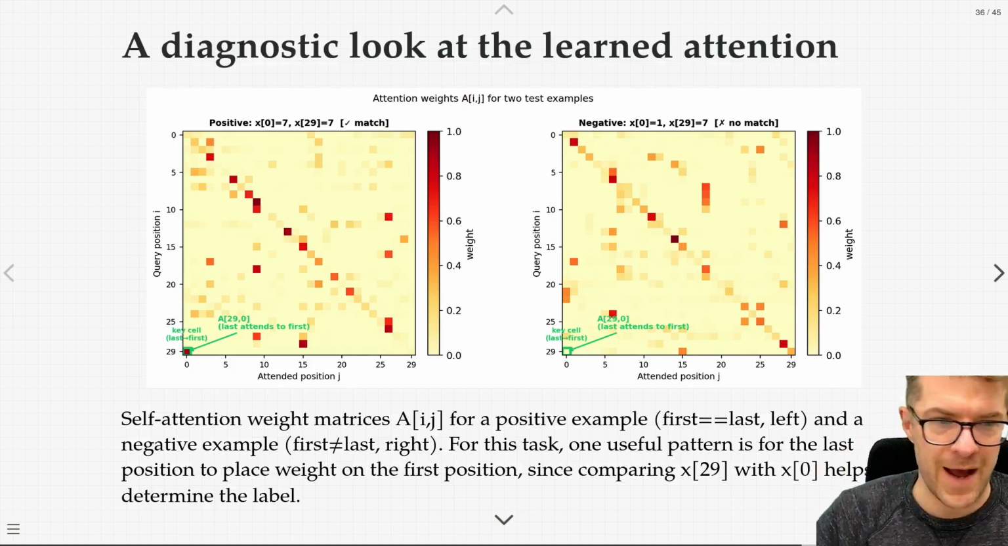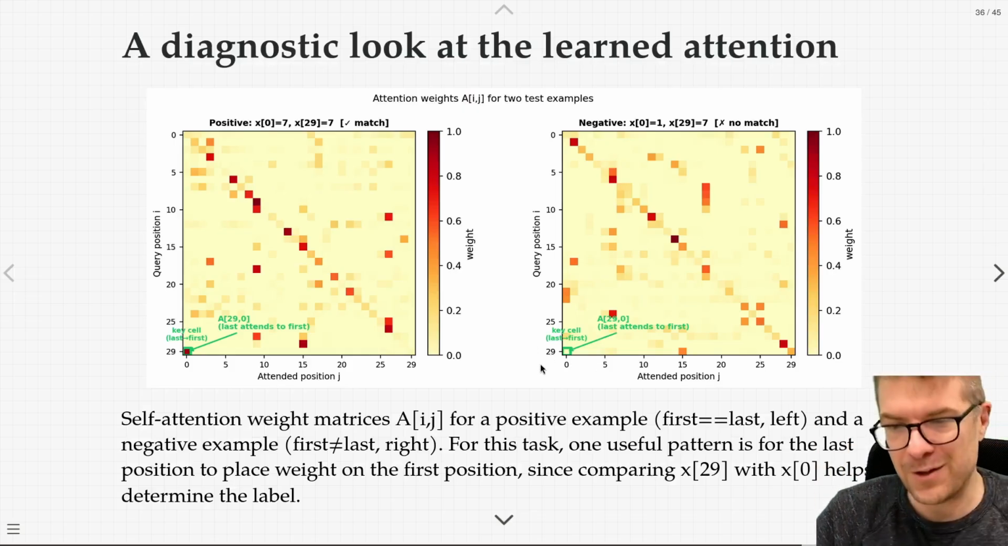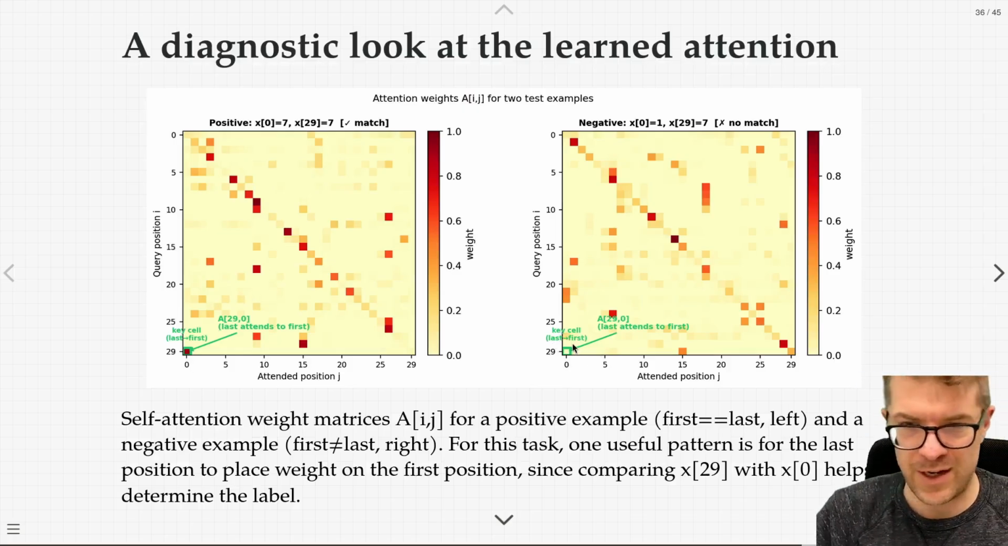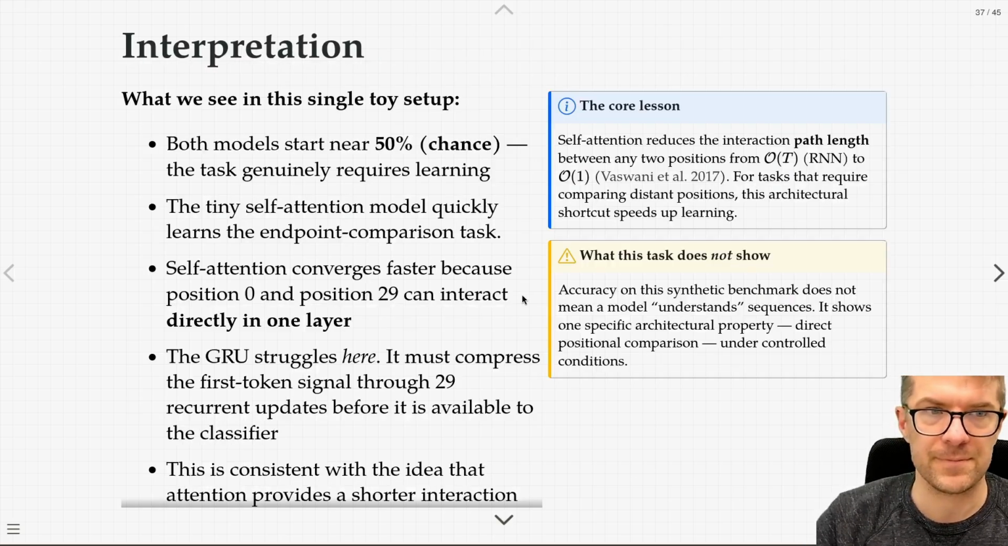No, it's not a match because in this particular toy example, this little pixel over here is the one to pay attention to. If it's on, they're the same. If it's off, they're not the same. And I've taken a shortcut to answer my question through the attention mechanism itself.